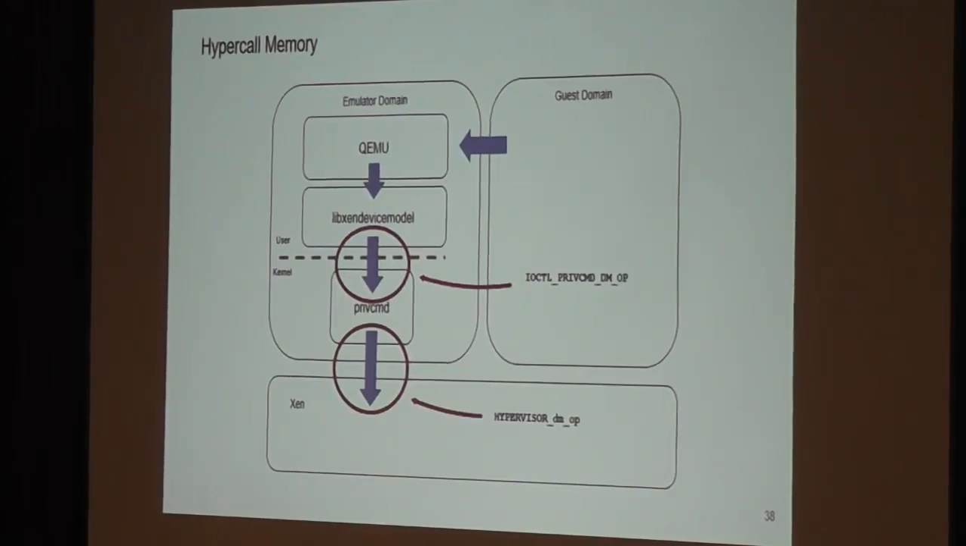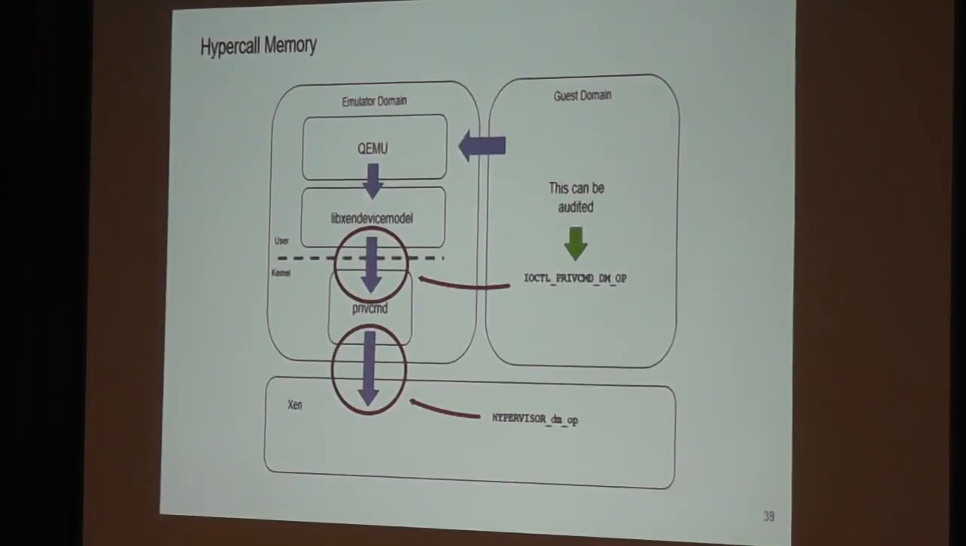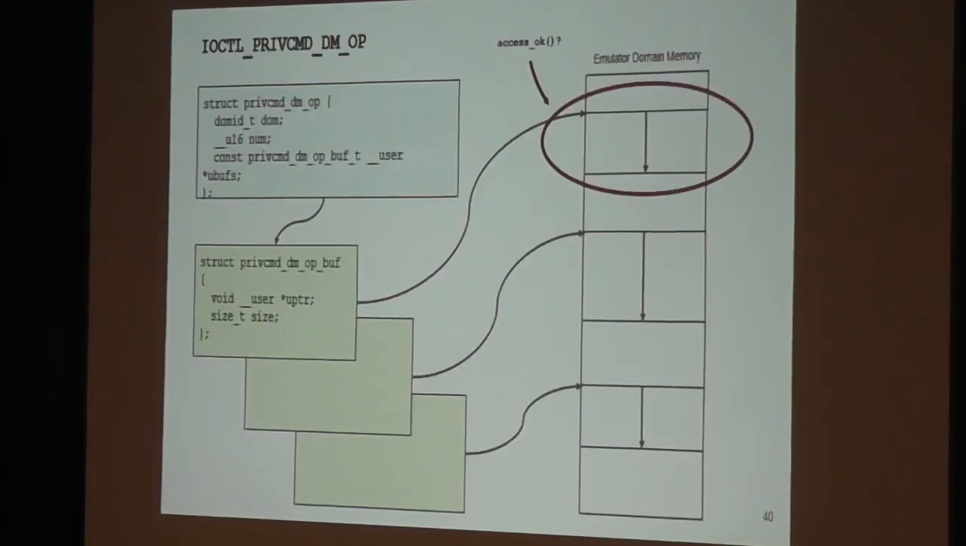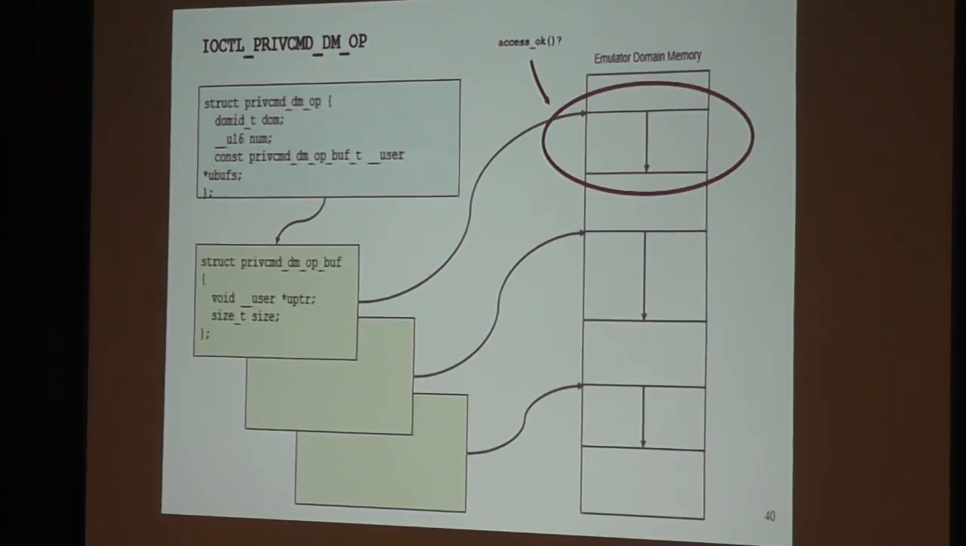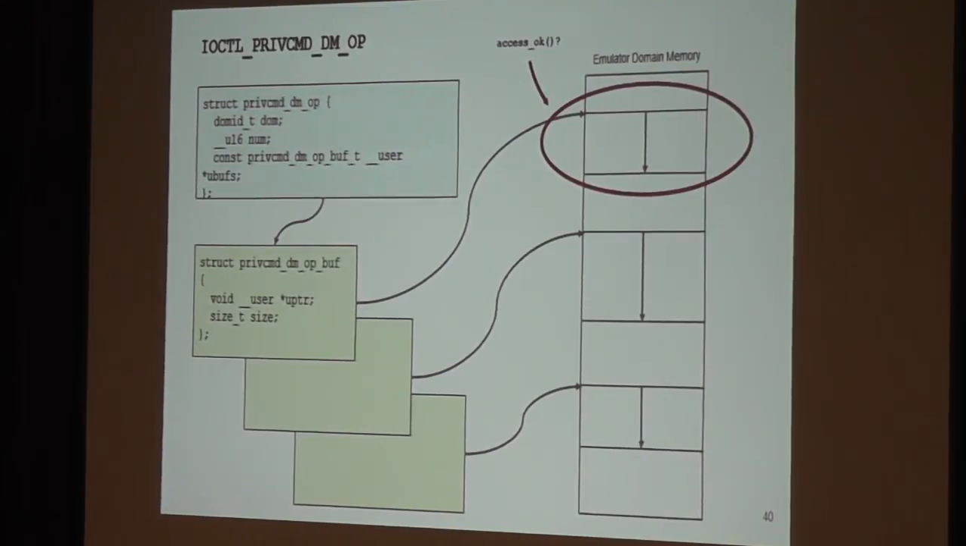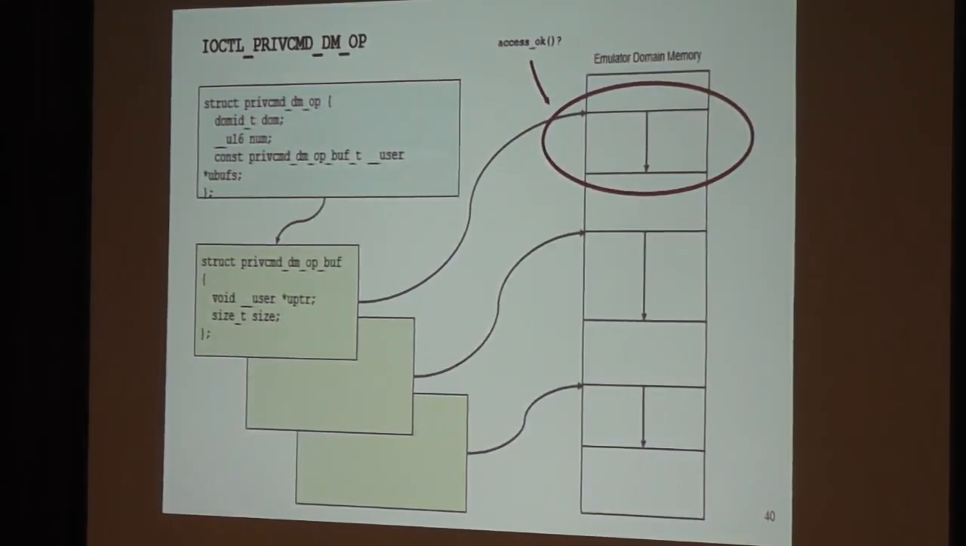Now, instead of issuing an arbitrary hypercall, it's going to use the DMOP interface, and the DMOP interface is then going to issue the hypervisor DMOP hypercall to Xen. The crucial thing about this hypercall is that all the memory handles that pass via it can be audited, and the reason for this is the structure of the hypercall. The ioctl specifies the domain which you're operating on, and then it just specifies an array of buffers, and the buffers are just pointer and extent values, which can be audited by privcmd using the access OK kernel primitive, just to check that those memory ranges are actually legitimate.